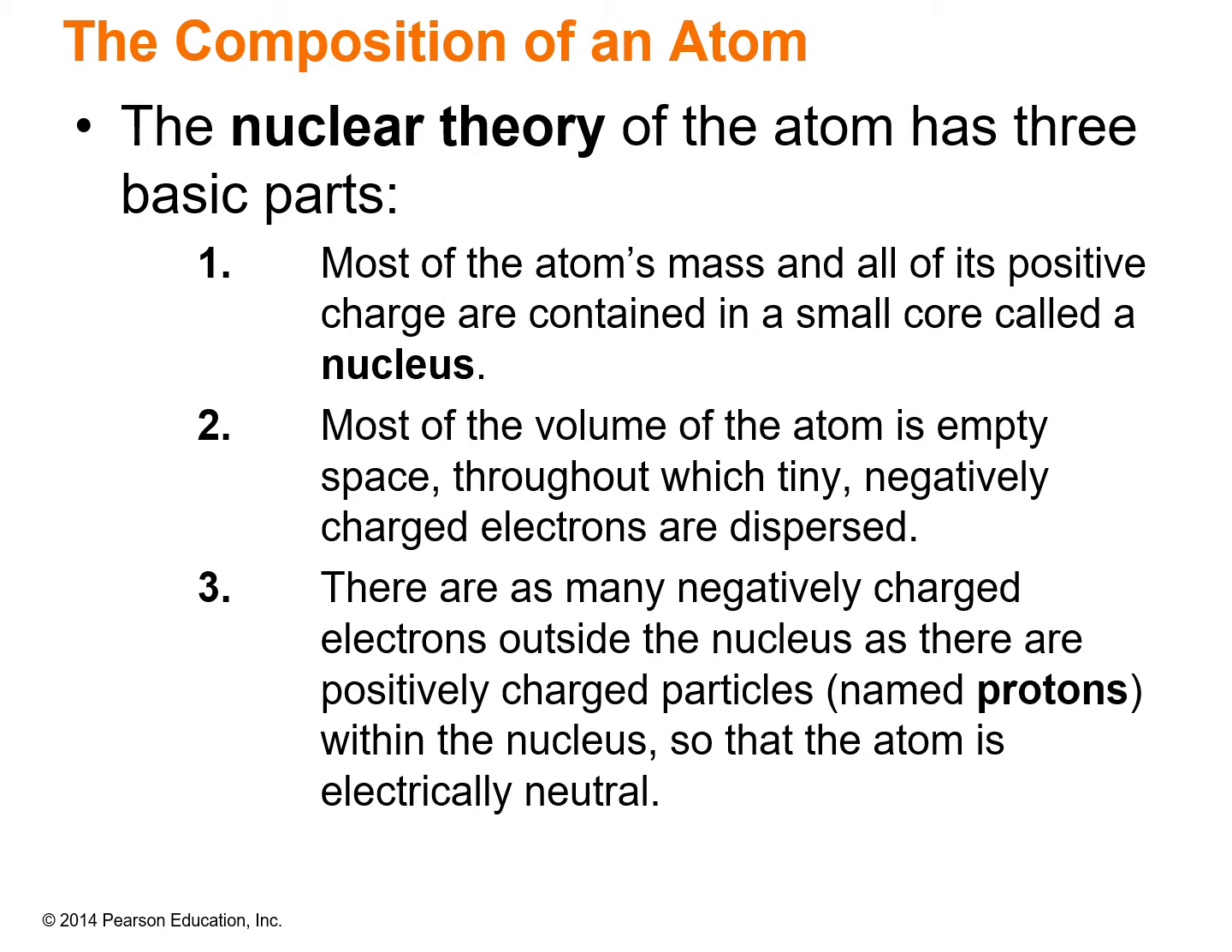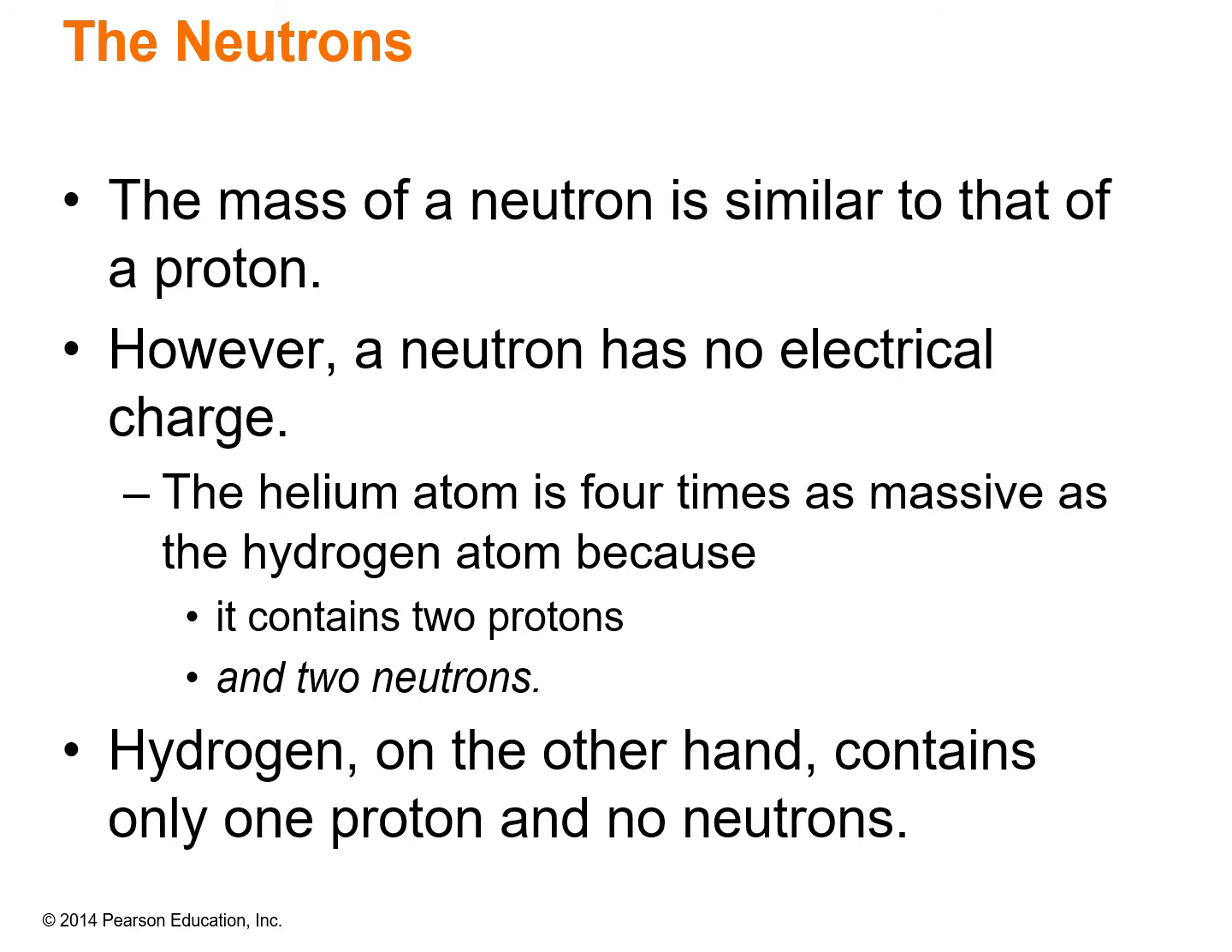And if you remember, we're missing another subatomic particle that you learned about in Chem 1. We're missing our neutrons. So remember, the mass of a neutron is similar to the mass of a proton, but it does not have an electrical charge. They are neutral. So that's why helium has a mass of approximately 4, because it has 2 protons and 2 neutrons in the nucleus.